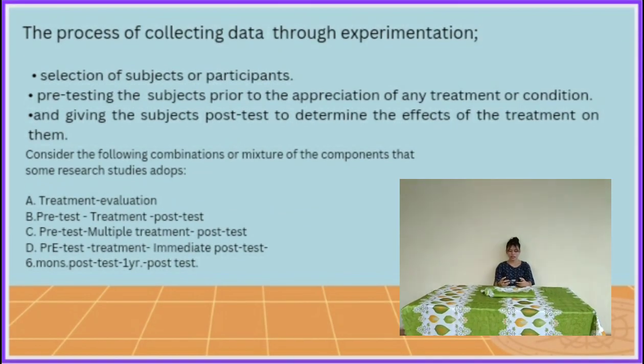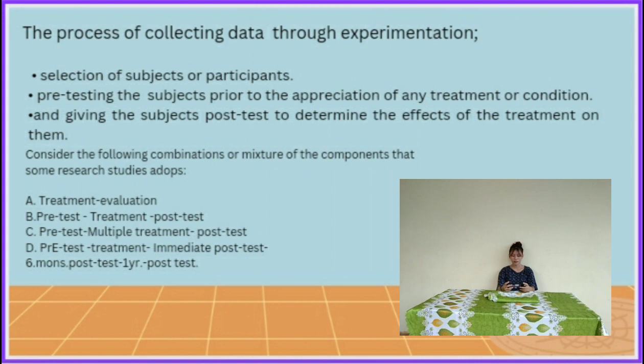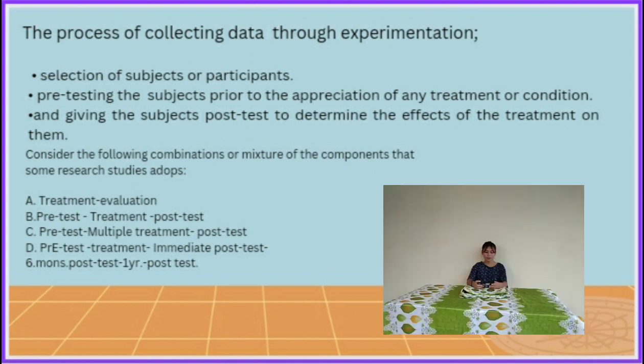The process of collecting data through experimentation involves selection of subjects or participants, pretesting the subject prior to the application of any treatment or condition, and giving the subject a post-test to determine the effects of the treatment on them. These components of an experiment operate in various ways. Consider the following combinations of the components that some research studies adopt.